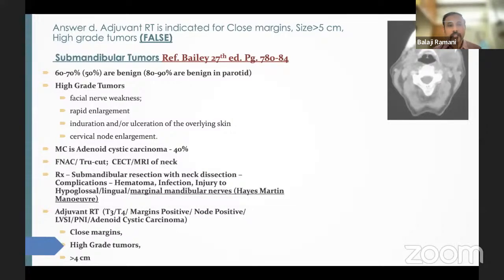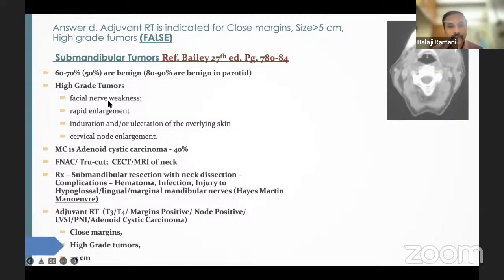So generally speaking, the larger the size of the gland, the lesser will be the chance of malignancy. So when you have a tumor in the parotid gland, there is only a 20 to 25% chance that it will be malignant. So in Sebastian, it will be given as 25%, 50%, and 75%. But you can follow Bailey. You can remember it as around 20% of parotid tumors, around 50% of submandibular tumors, and almost 80 to 90% of all the minor and sublingual salivary tumors are going to be malignant.